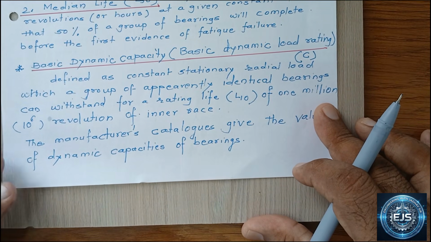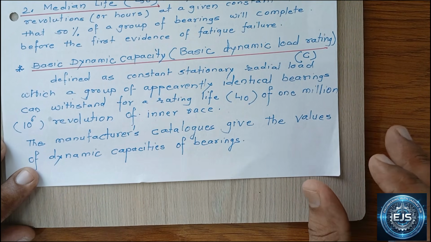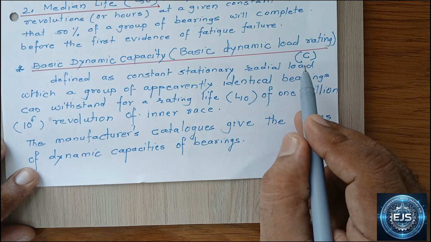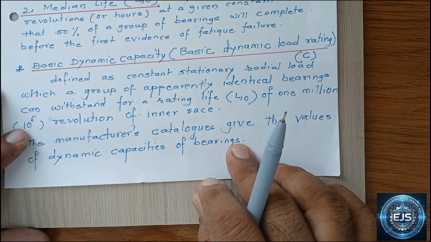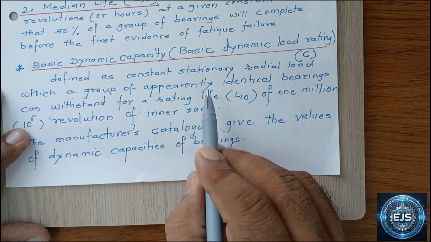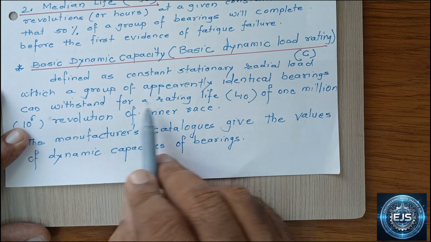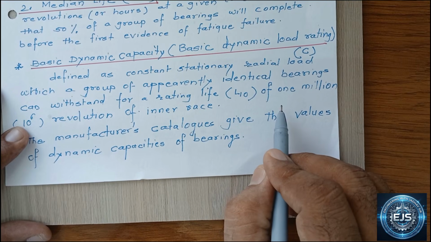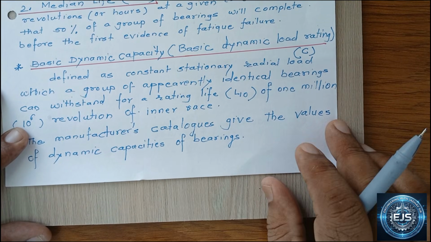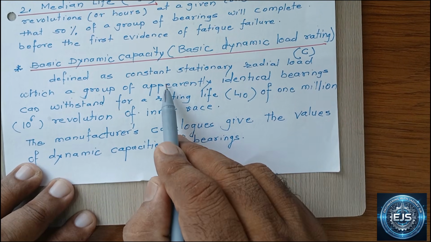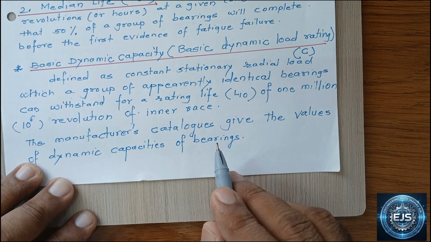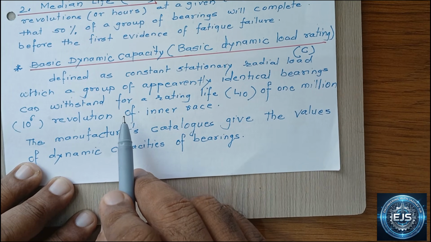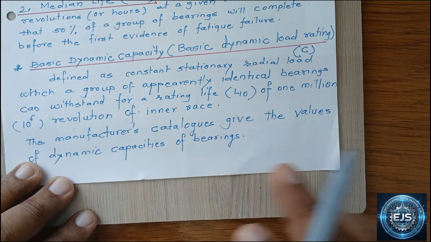So after bearing life, the next point is basic dynamic capacity. It is also called the basic dynamic load rating of the bearing, and generally it is denoted by capital C. So basic dynamic capacity of the bearing is defined as a constant radial load which a group of apparently identical bearings can withstand for a rating life of 1 million revolutions of the inner race. Basic dynamic capacity क्या है? It is a constant radial load that a group of apparently identical bearings can withstand for a rating life of 1 million revolutions.